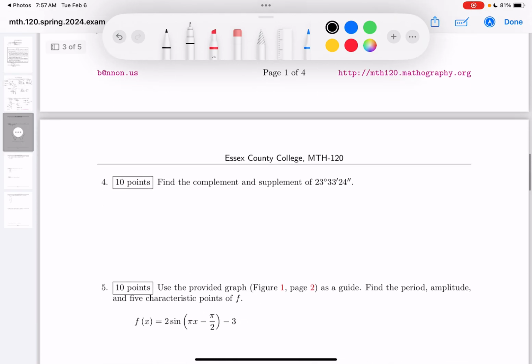Again, looking at these things over here, if you're confused by the question, I would skip the question. And also, if you're confused by a question, you really need to start thinking about spending more time with the homework, all right? So let's say complement, supplement.